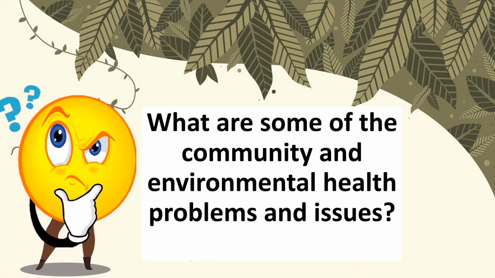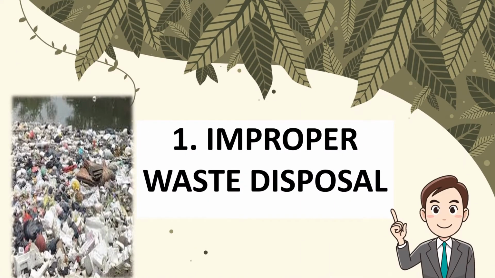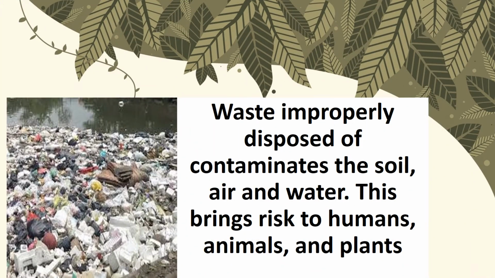What are some of the community and environmental health problems and issues? Let's find out. The first environmental problem and issue is improper waste disposal. Waste improperly disposed of contaminates the soil, air, and water. This brings risk to humans, animals, and plants.